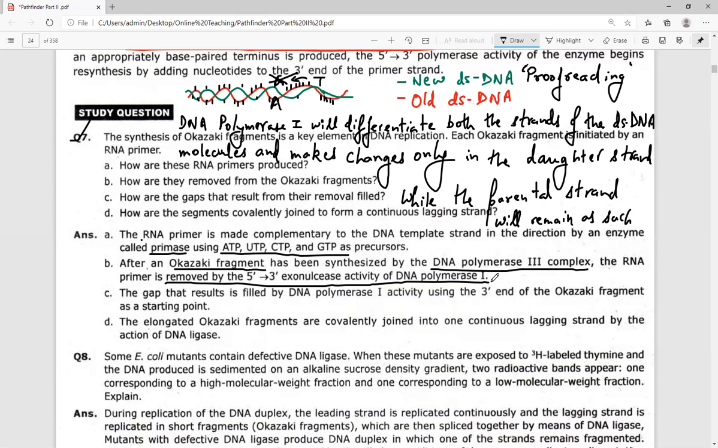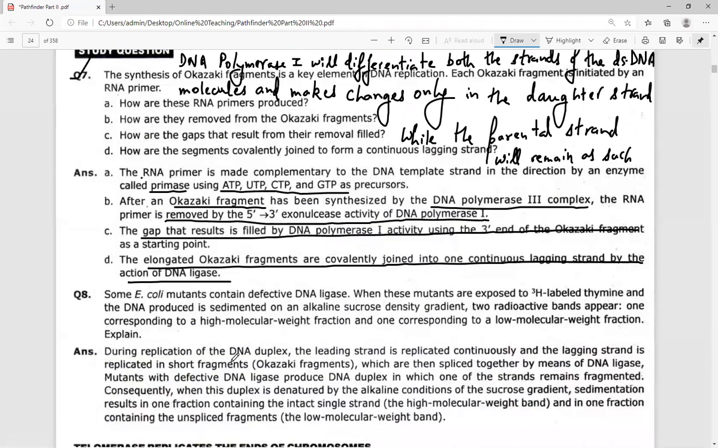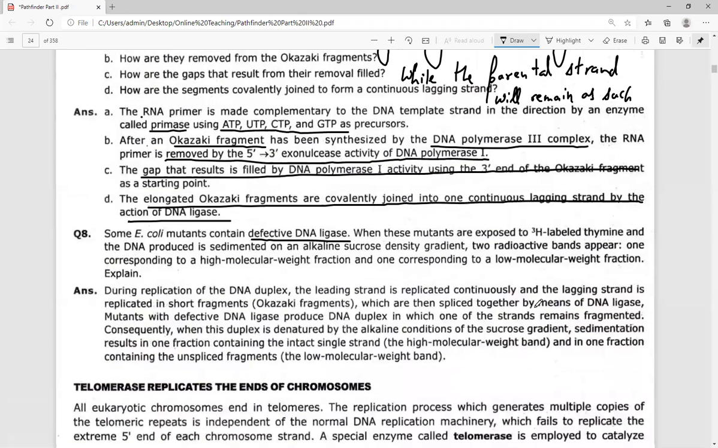So the RNA primer is going to be removed by the 5' to 3' exonuclease activity. Next, the gaps produced here are filled in by the DNA polymerase 1 activity at the 3' end of the Okazaki fragments. Ultimately, the elongated Okazaki fragments are covalently joined together by the action of DNA ligase. Okay. Then there is a question: if E. coli contains a defective ligase, then what is going to happen?